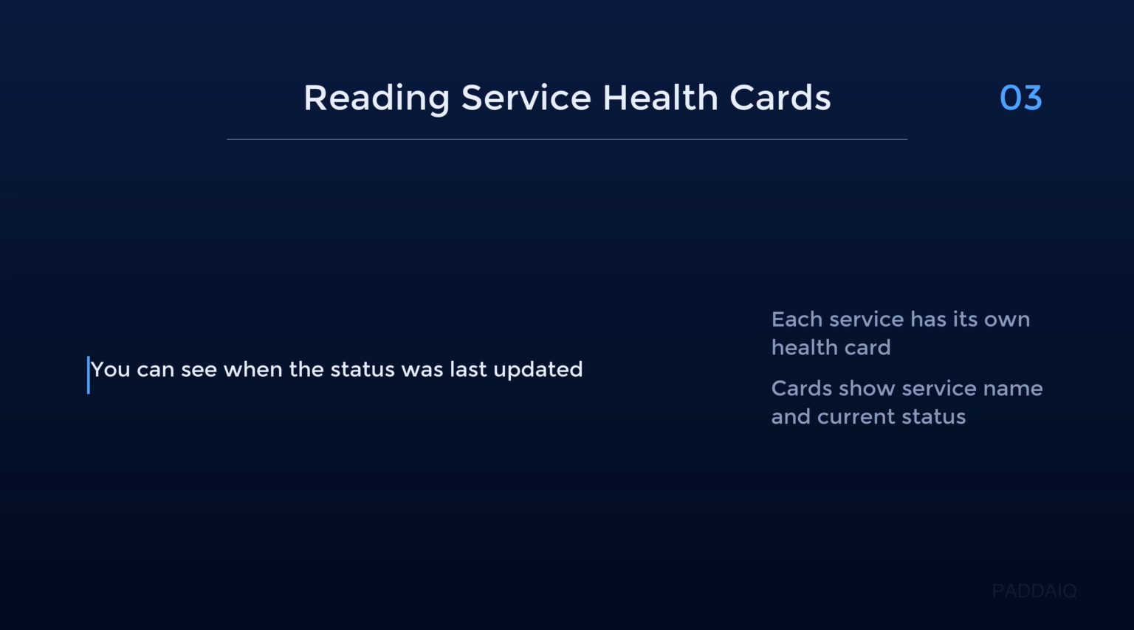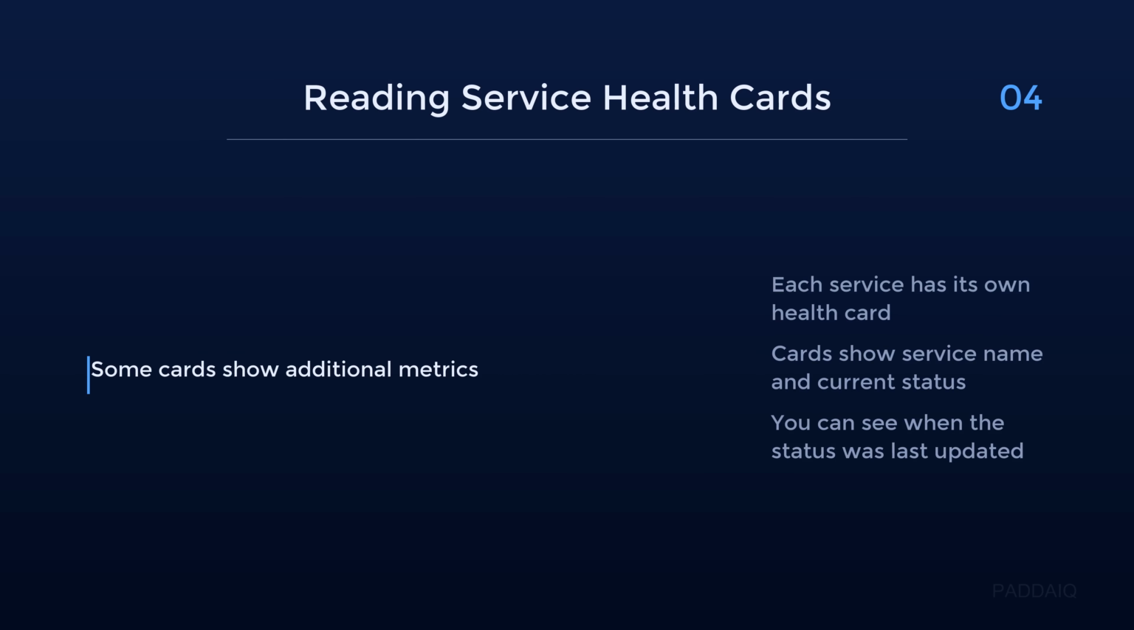You can see when the status was last updated. This means the card displays the exact time the service's operational status was last checked and refreshed. For example, if you see last updated 10:15 a.m., you know that status information is current as of that time. This ensures you are always working with the most recent service health information.